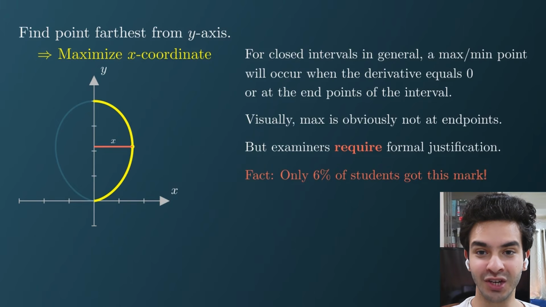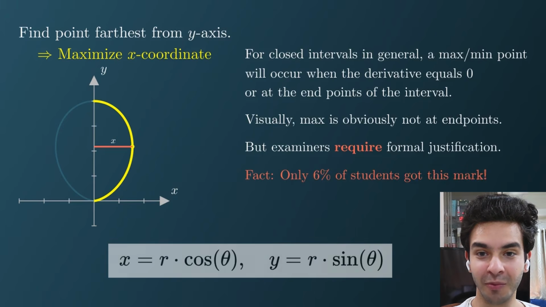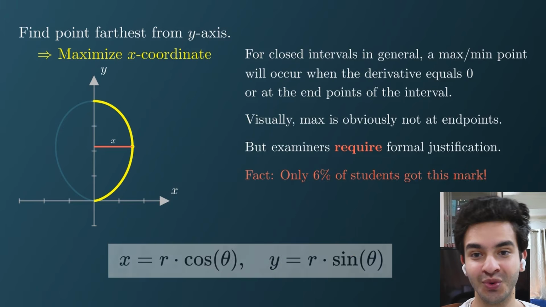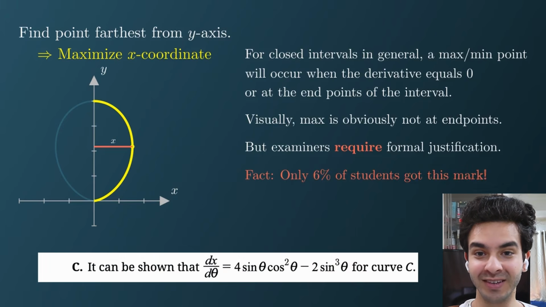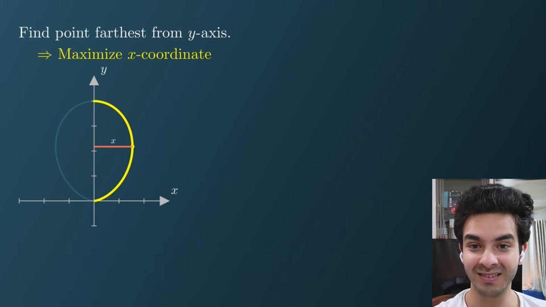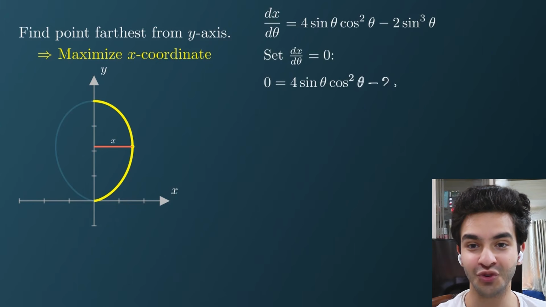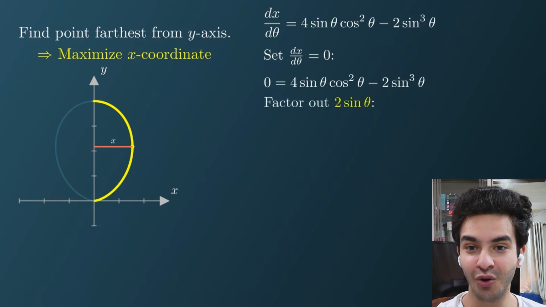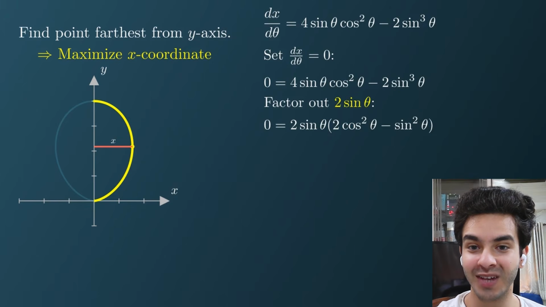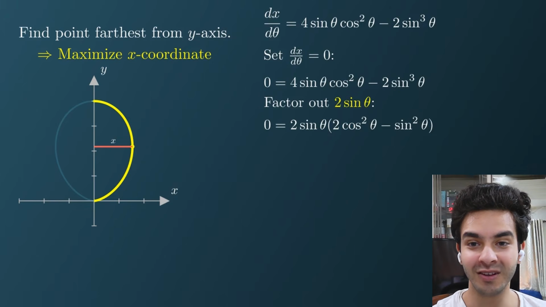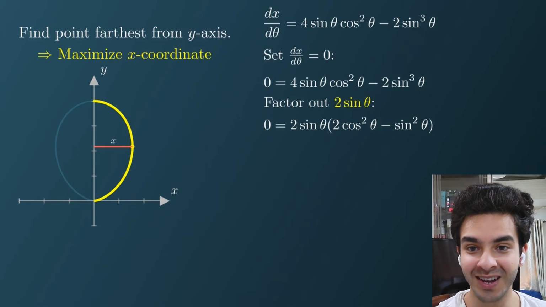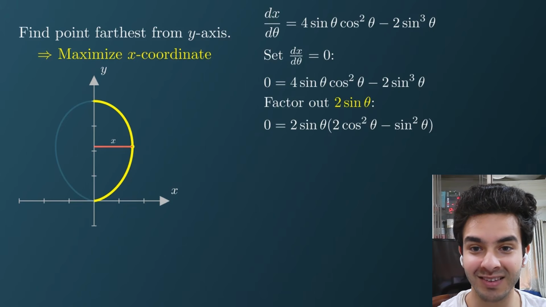Even though polar functions are normally defined by their distance from the origin, there are also formulas to find just the x-coordinate too. And lucky for us, the question actually gave us the derivative for that formula, dx by d theta. So we set this equal to 0, and we need to find the values of theta for which this equation holds true. For the first step, notice that we can factor out 2 sine theta here. Now notice that we are just multiplying two things here. The first one is 2 sine theta, and the second one is what's in the parentheses here.